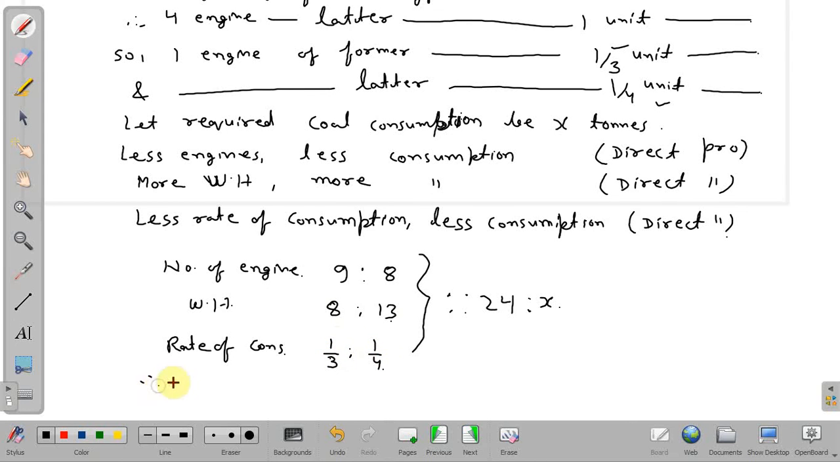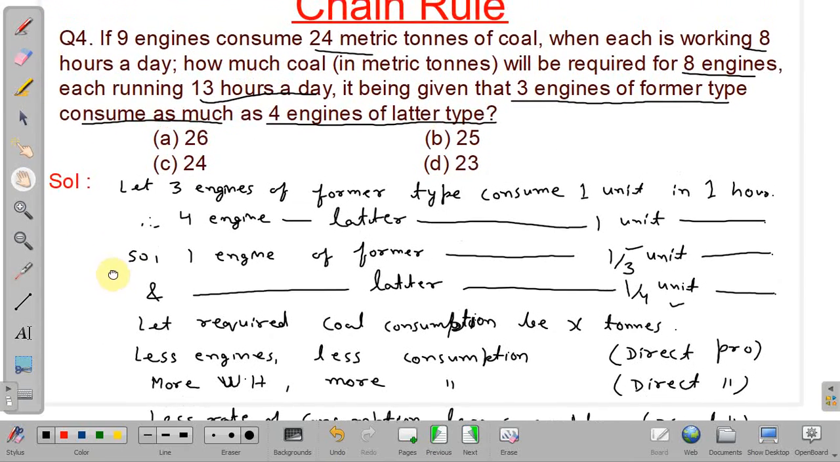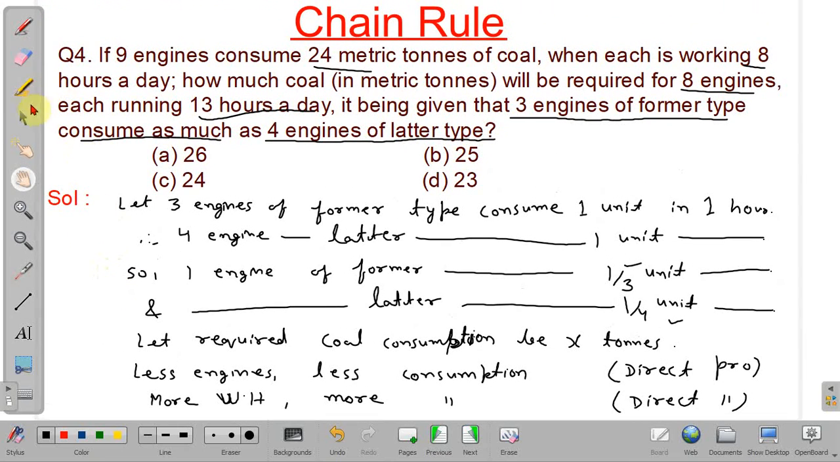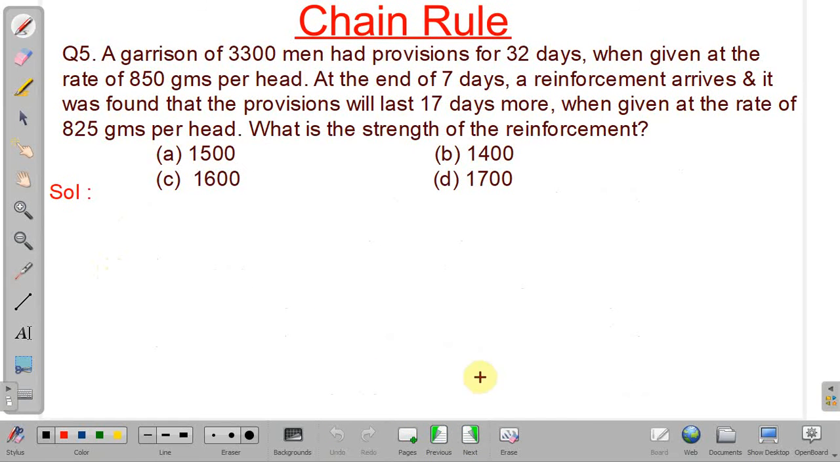Therefore we will apply rule of proportion, that is product of extremes equal to product of means. So 9 into 8 into 1 by 3 into x equal to 8 into 13 into 1 by 4 into 24, and from this we will get x equal to 26. So 26 metric tons of coal will be consumed. So our answer will be option number A. We will discuss next problem.